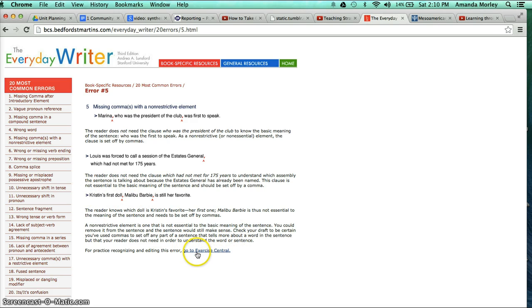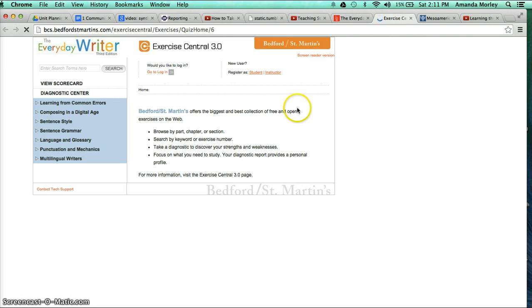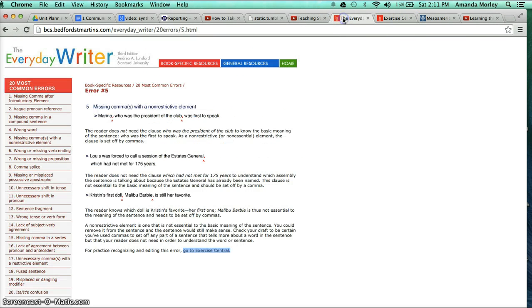You can always go to Exercise Central. I'm going to give you the link to refer to, but this is a great resource for you that gives you lots of information on how to do this, okay? So, learning from comma errors, you can spend as much time as you need. This is a great assistant for you.